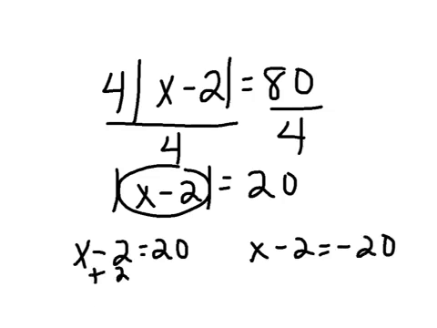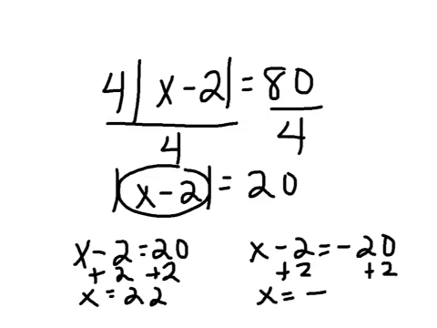If I add 2 to both sides on this equation, I get x equals 22. If I add 2 to both sides here, I get x equals negative 18. So let's try these, see if they work. So this is pretty complicated. I think I may need to erase some of this. So I'm looking for 22 and negative 18. I want to test those out. First I'm going to erase some of my work.